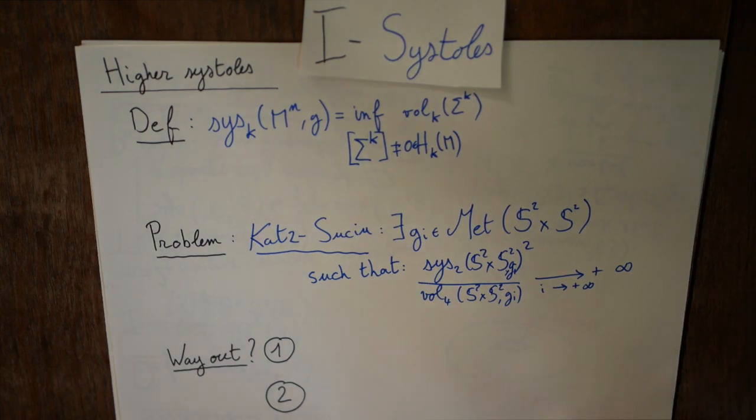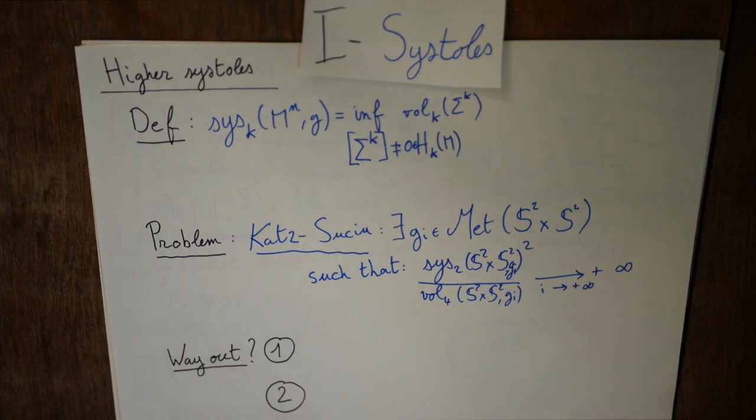So that means that there is a sequence of metrics of, say, volume 1 on S² × S², but such that any non-topologically trivial S² inside this metric has a big volume. And if we change the metric, we can make the area of this S² as big as we would want, while keeping the 4-dimensional volume fixed.